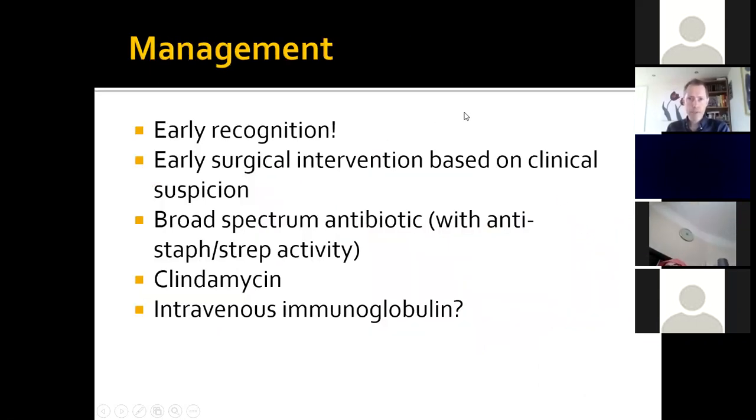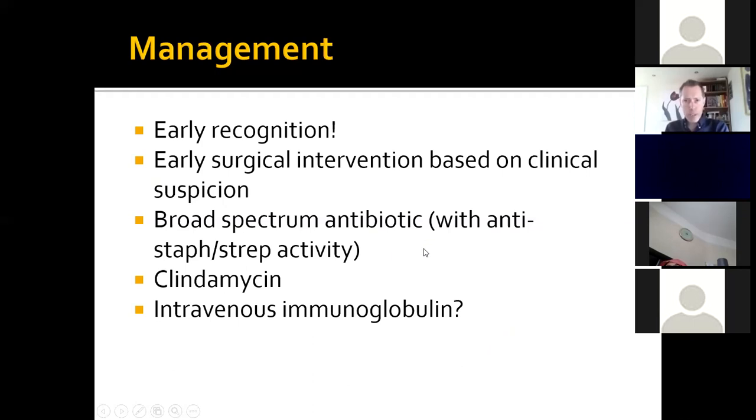So for the management of necrotizing fasciitis, early recognition is extremely important, and early surgical intervention should be performed based on clinical suspicion. So it's something where you really need to get the surgeons there immediately to come and have a look. And if there's any question that it could be necrotizing fasciitis, really they need to be exploring it rather than doing imaging studies and so on.